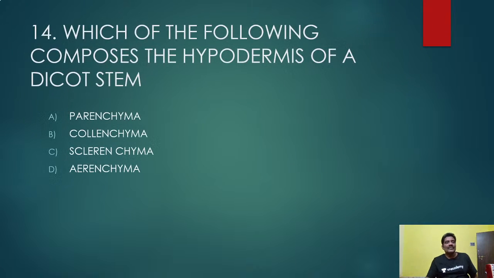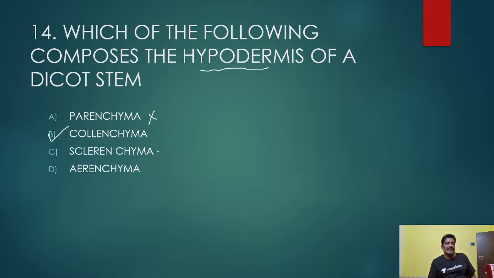And which of the following composes the hypodermis of the dicot stem? What is the meaning here? Which type of tissue is present in the hypodermis of a dicot stem? Parenchyma, collenchyma, sclerenchyma, and aerenchyma. For a dicot stem, easily remember collenchyma. If it is a monocot stem, that is sclerenchyma. Parenchyma, no. The cortex is made up of parenchyma. This is not the right answer.